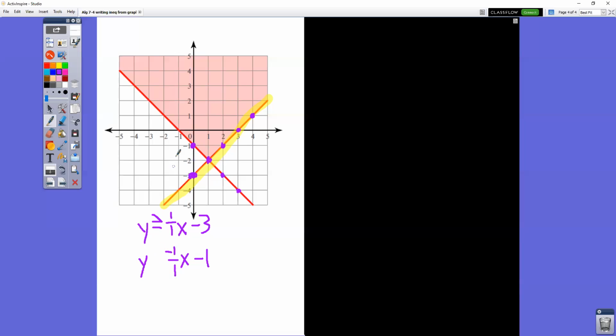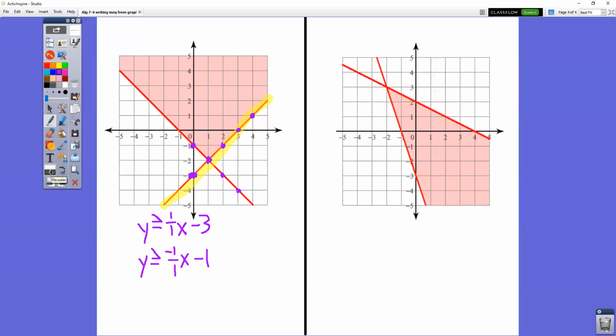Whoops, I forgot to do my inequality symbols. I'm shading above that, and it's solid again. So greater than or equal to. Go ahead and try this last one, please.